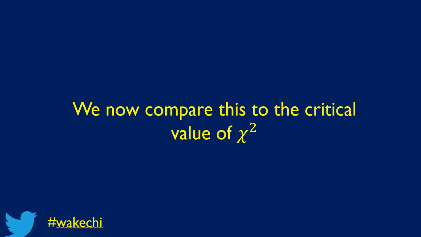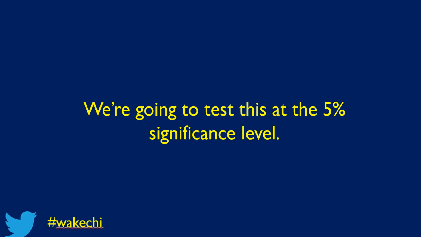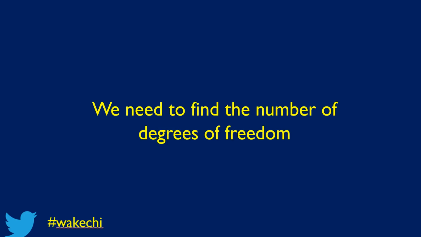So now we've got to compare this to the critical value of chi squared. And as mentioned before, we're going to test this at the 5% significance level. So we've done it for observed data. Now we're going to compare it with some theoretical solutions that have already been constructed for us. And in order to do that, we have to use some tables to find these values that have already been worked out for us. What we need to do is find the number of degrees of freedom.